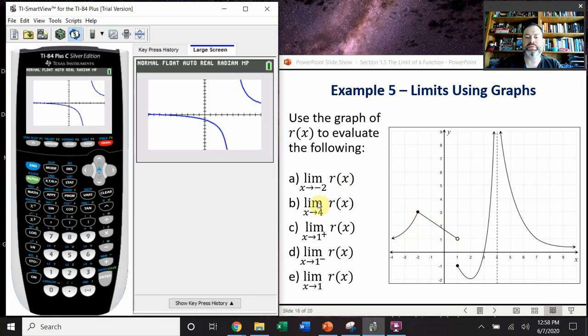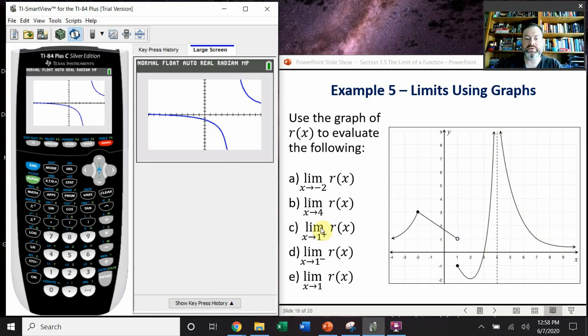The limit as x approaches 4. So 4 is right here. On the left side, as we get closer to 4, it grows without bound. That's positive infinity. And from the other side, it also grows without bound, in the same direction, also positive infinity. So because those two limits are the same, the overall limit is in fact positive infinity.